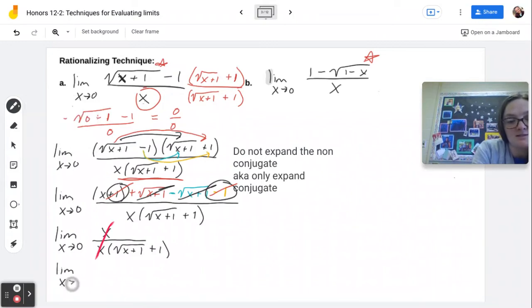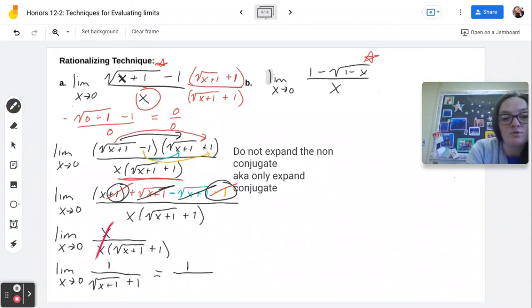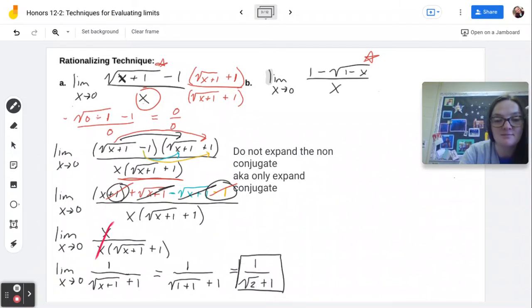The limit as x approaches 0 of 1 all over the square root of x plus 1 plus 1. Well, that's really good news because that x in the denominator was causing me to have a 0 in the denominator, which made it undefined. I'm going to use direct substitution, see what I get. I'm going to get 1 over the square root of 1 plus 1 plus 1. And so my answer here is actually 1 over the square root of 2 plus 1. And we're actually just going to leave it as that.